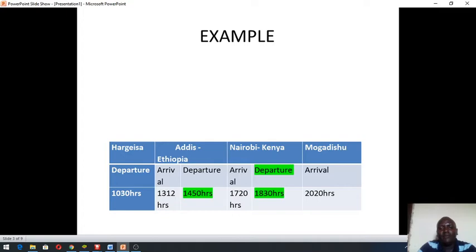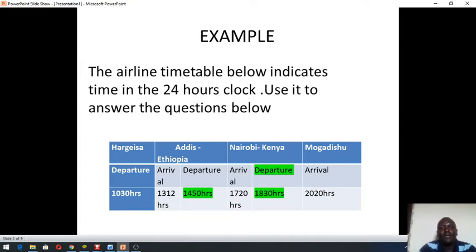The plane arrived in Nairobi at 17:20 hours. It departed from Nairobi to Mogadishu at 18:30 hours. It arrived in Mogadishu at 20:20 hours, as shown on that table. The airline timetable below indicates the timetable in 24-hour clock system. Use it to answer the following questions. Let's see how we can use that table to answer the questions.